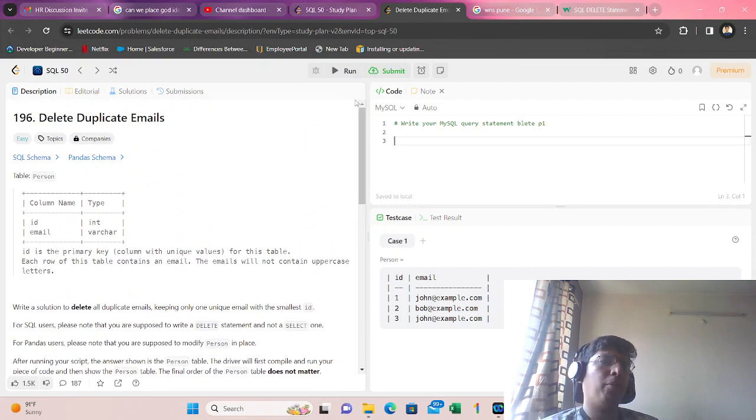Today we are going to solve our next SQL problem, which is delete duplicate emails. A very common problem that you will encounter if you're preparing for any interview exams. So let us jump directly to the question.